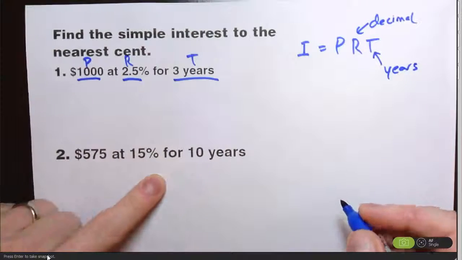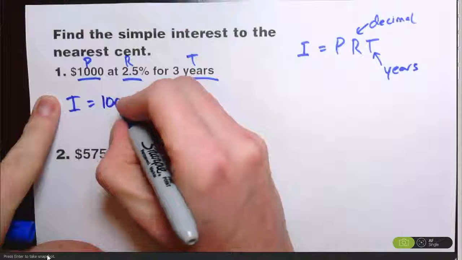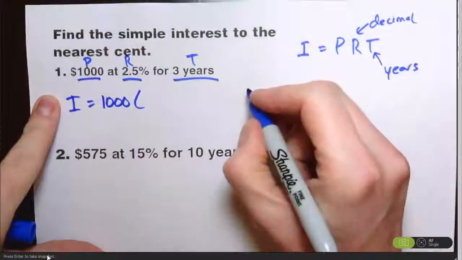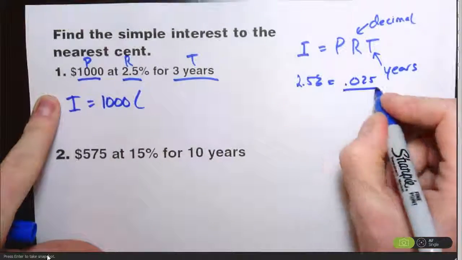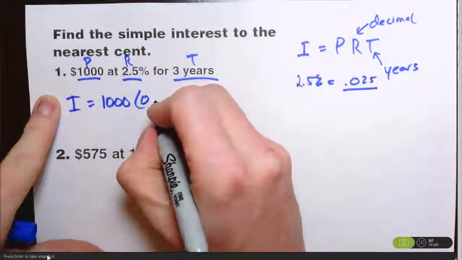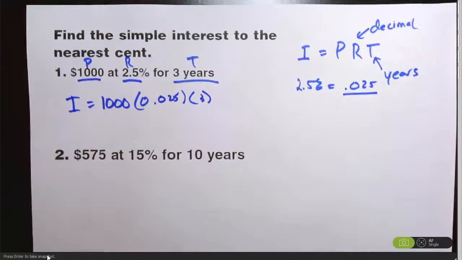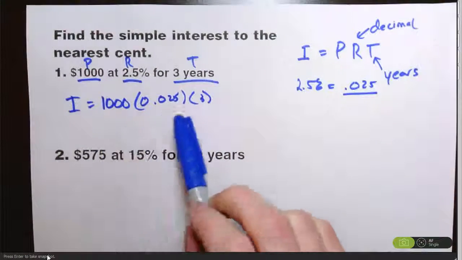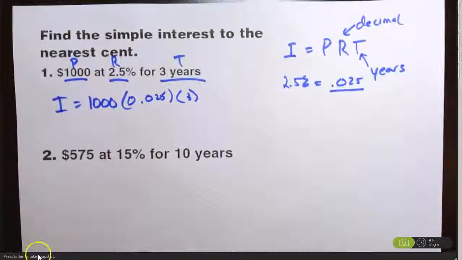Okay. So interest is principal times rate. Now 2.5% is 0.025 as a decimal. So it's 0.025 and then times 3. So that's the work I expect to see: 1,000 times 0.025 times 3. And then all you have to do is go get your calculator out.